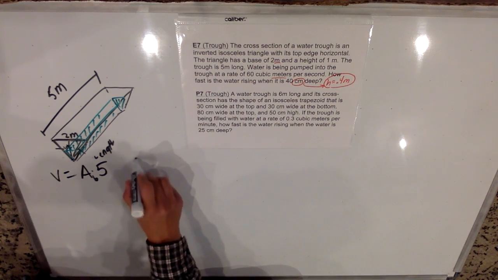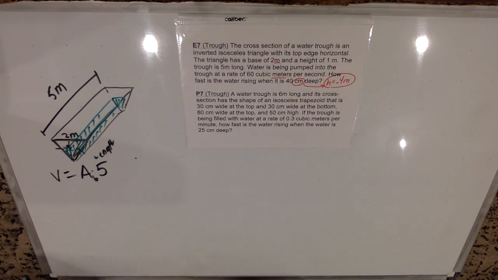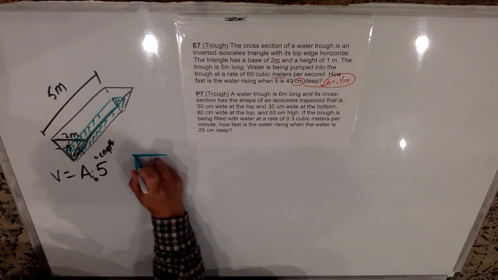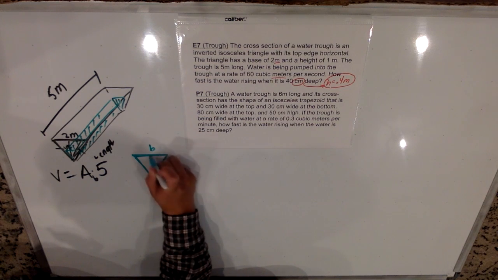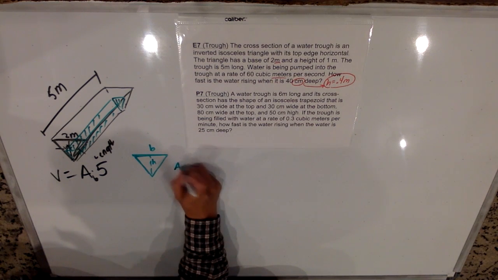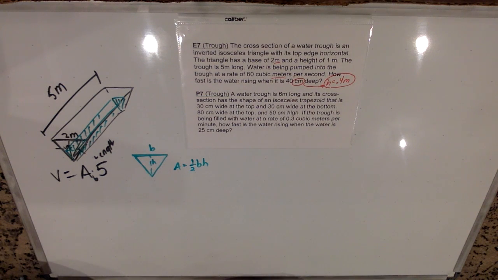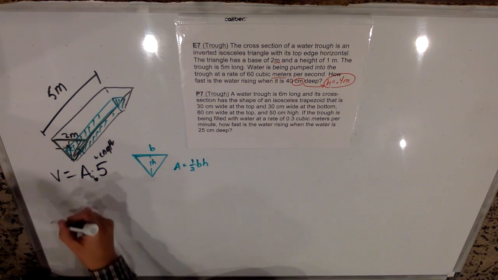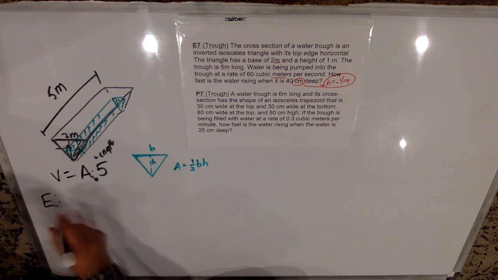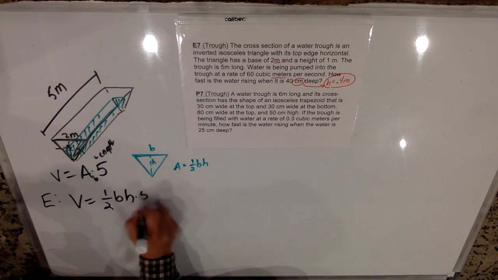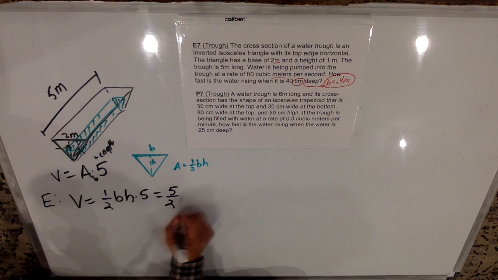So we need to look at what this base looks like. Remember, we don't actually care about the volume of the big container. We care about the volume of the water in it. So here's what we know. We know that there's a base and there's a height, and that the area of a triangle is 1/2 base times height. Okay, so that means that the volume of this thing, if I'm trying to make an equation, is 1/2 base times height times 5, or 5/2 base times height.